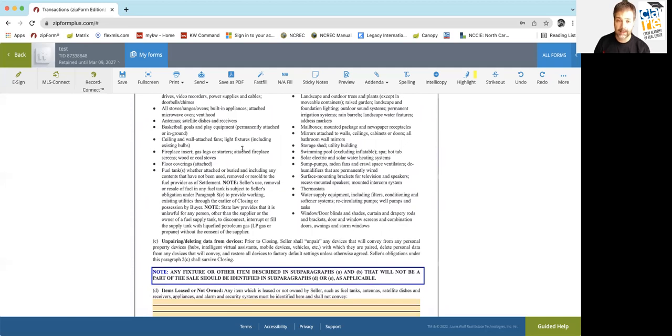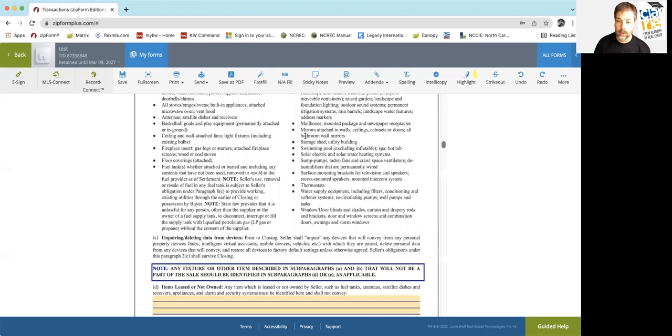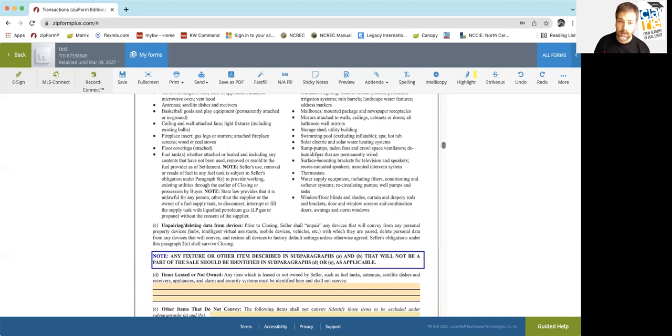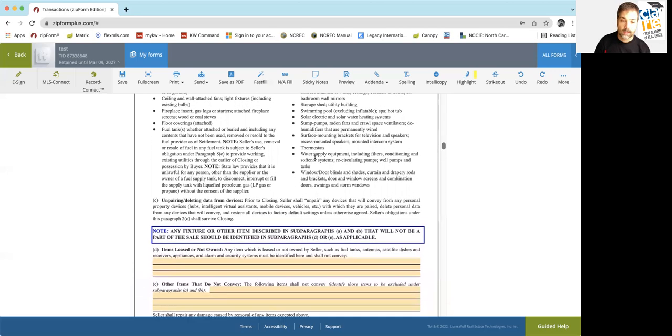But there's a lot of things, including the TV mount. The TV mount is a fixture because it is bolted to the wall. The TV on the mount is personal property. So have conversations, negotiate these out. Vanity mailboxes, like the catfish mailboxes, those are going to be fixtures unless otherwise negotiated. So make sure you're addressing mirrors, cabinets, and doors, and all bathroom wall mirrors are going to be fixtures. So be careful to watch those things.